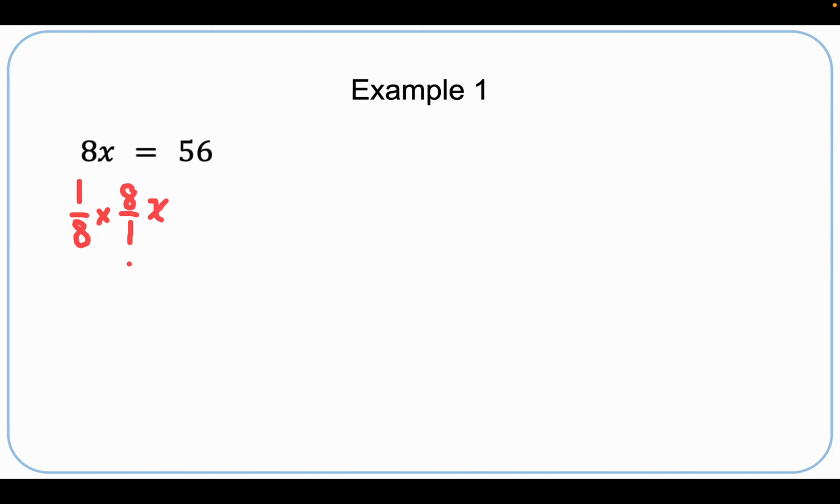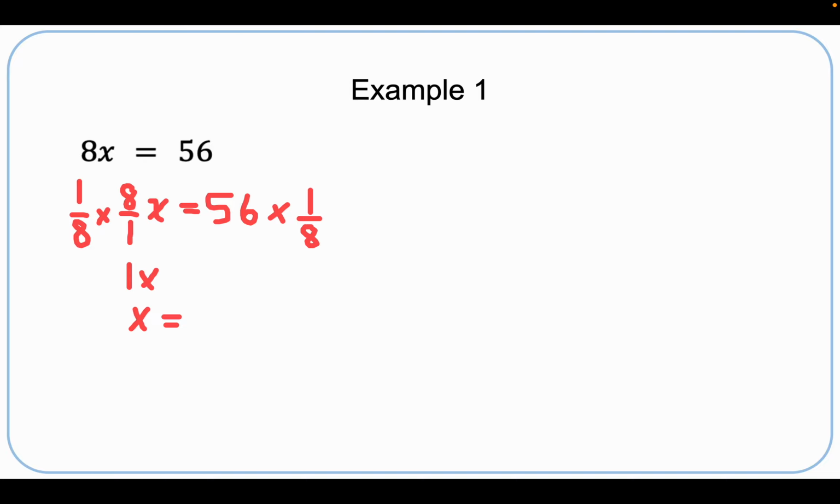So we're left with 1x on the left side of our equation, which again, we don't need to keep this 1 here. We don't need to show it. It's just extra. So we're just going to simplify that to x. And then that's going to equal 56, the right side of our equation. But what we do to one side, we need to do to the other. So we multiplied the left by 1/8. I need to multiply the right by 1/8.